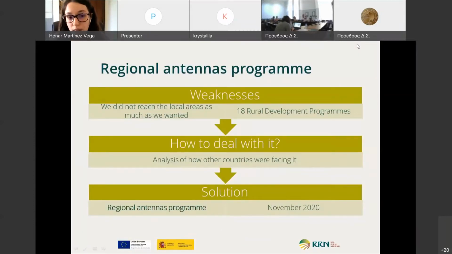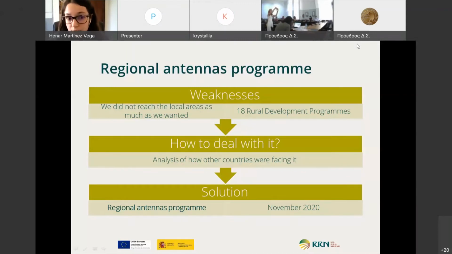So we have a weakness, which was that we did not reach the local areas as much as we wanted, because we are a national organization. We are the support unit, and we are working in Madrid. So for us, it was so difficult to reach the local areas, because we also have in Spain 18 rural development programs. That means we have one rural development program per region and also a national one. So it was quite difficult to work on that in just one place.